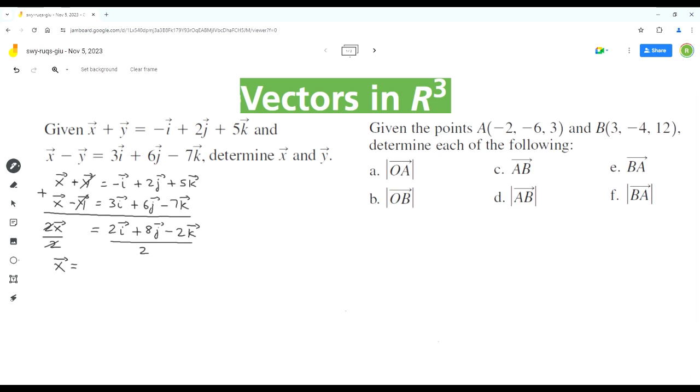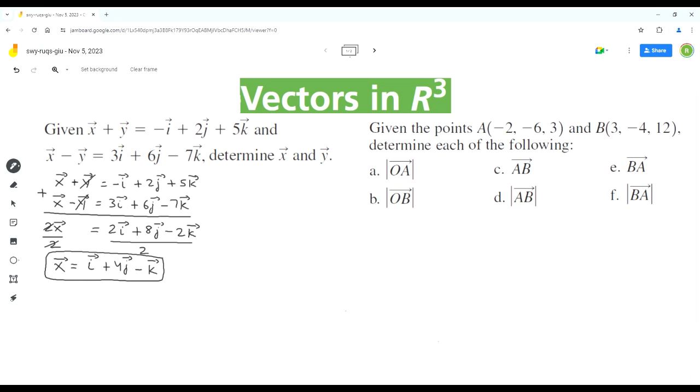So for the first unit vector i, we can do 2 divided by 2, which is equal to 1, but we don't write 1 as a coefficient, so we get just i. And then for j, we do 8 divided by 2, which is equal to 4. And then for k, we do negative 2 divided by 2, which is equal to negative 1, or we write just minus k. So this is the vector x in terms of i, j and k unit vectors. So this should be the final answer for vector x.